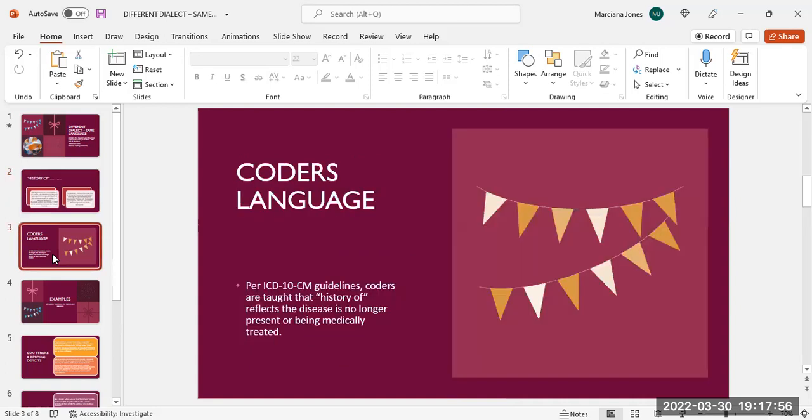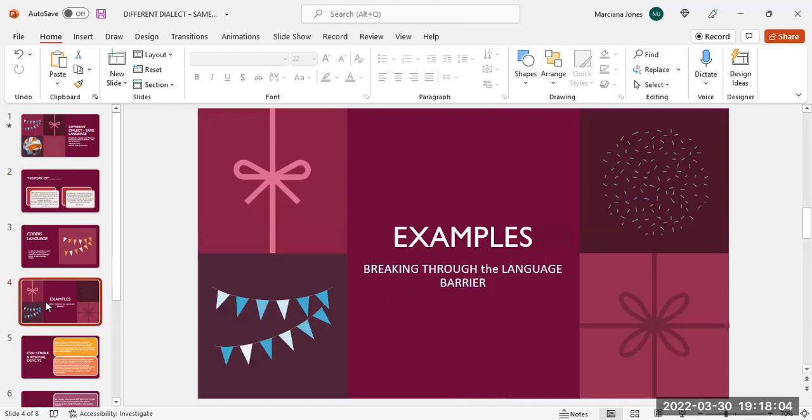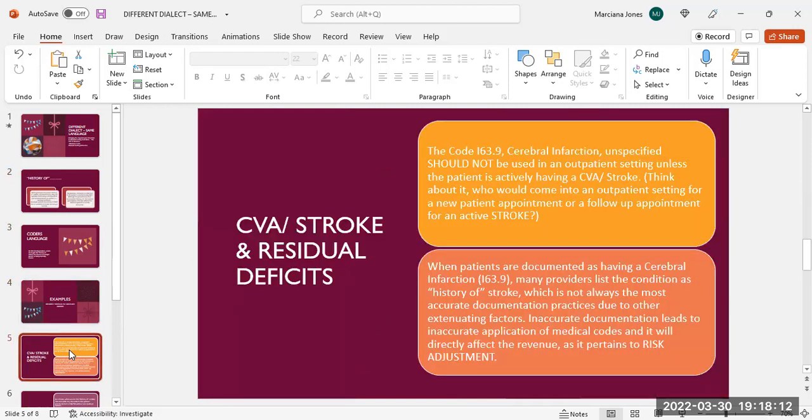Coders' language per ICD-10 guidelines: coders are taught that history of reflects the disease is no longer present or being medically treated. So, examples, breaking through the language barrier: CVA, stroke, and residual deficits.